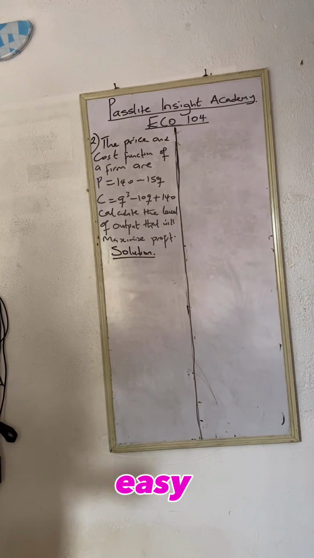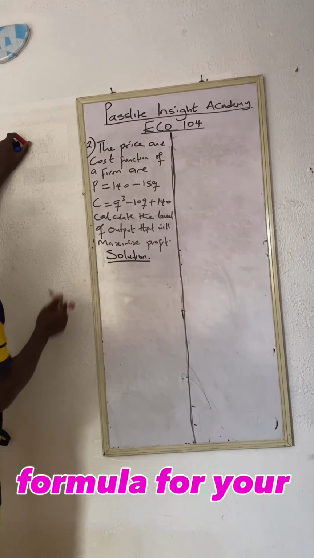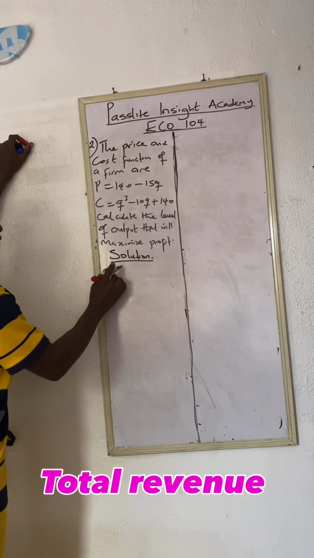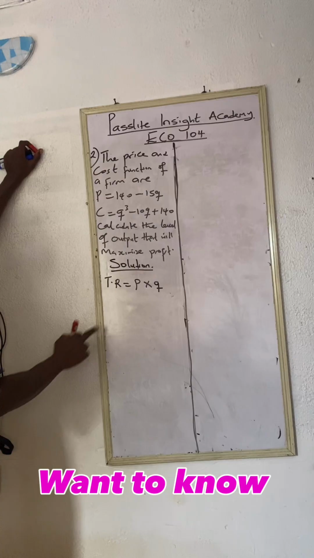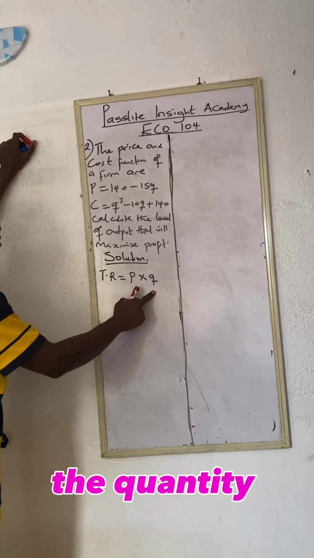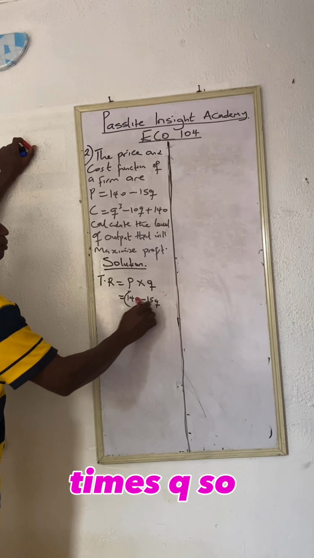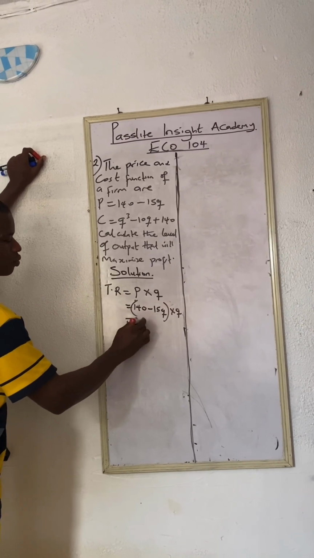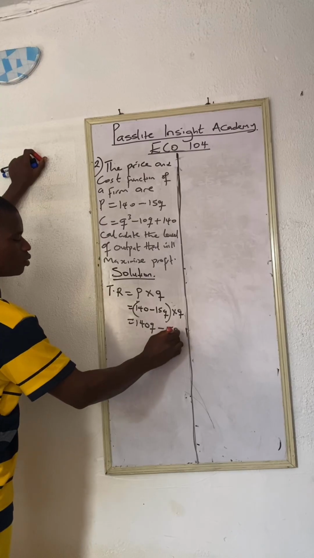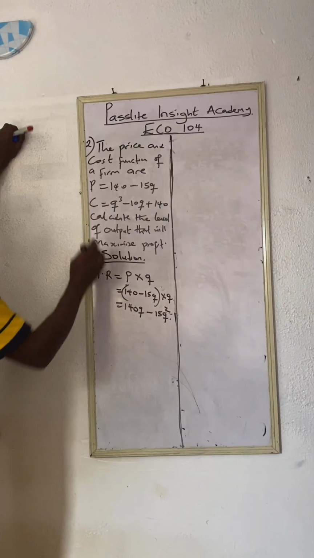So this one is very easy. Let's go the same way as the first one. You are given your P. So what is your formula for total revenue? Don't forget, total revenue is equal to P times Q. So the price on the board is 140 minus 15Q, times Q. Open the bracket: 140Q, and then 15Q squared. That's all you're having.